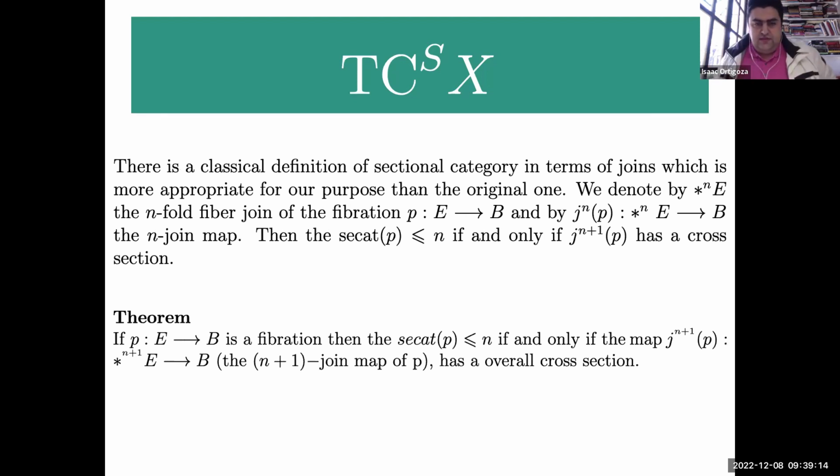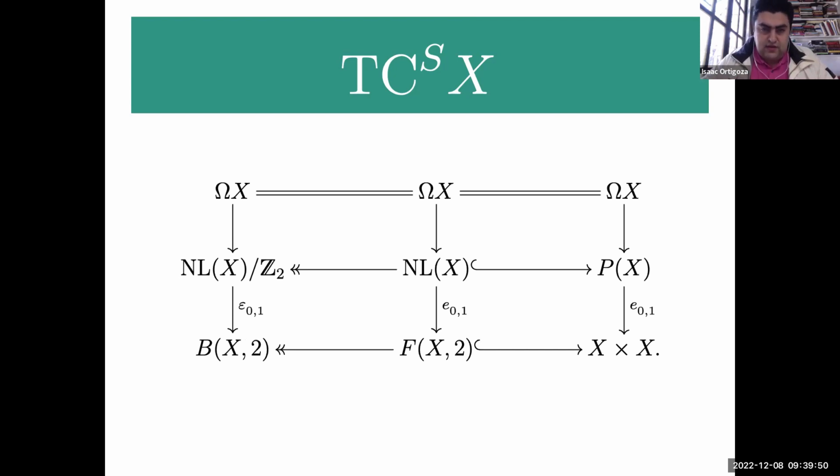Well, to prove this theorem, we have to understand the sectional category in terms of the join map. If P is a fibration from E to B, the secat of P is less or equal to n if and only if the (n+1)-fold join map of the fibration P has a cross section. I was interested in the first and in the last fibrations. The first fibration is the one that gives us the TC of the space X, and the last fibration gives us the TCS of the space X.